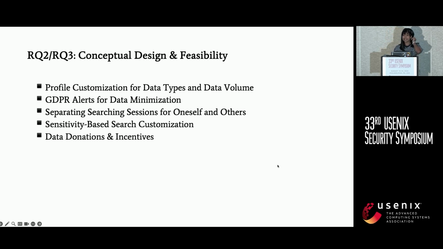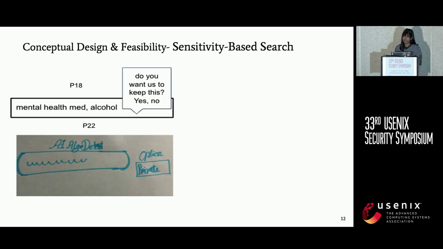Now, from the sketching exercise with users, we identified 5 key design ideas. I will give you some examples, and this part of the results also serves as the design recommendation for this talk and for future work. So one of the design participants imagined a feature called sensitivity-based search customization, where the search engine assigns a sensitivity score to search keywords and prompts users to switch into private mode or asks if this search data should be collected for future use.